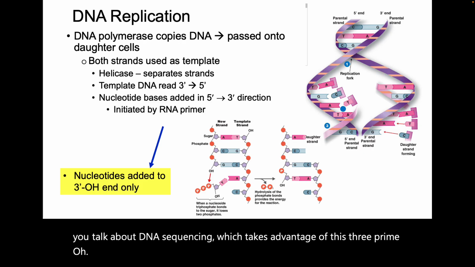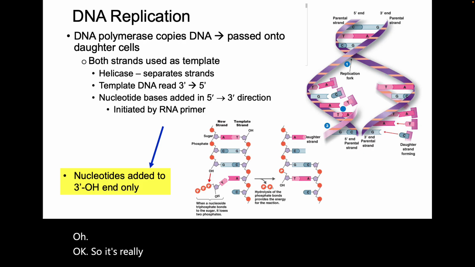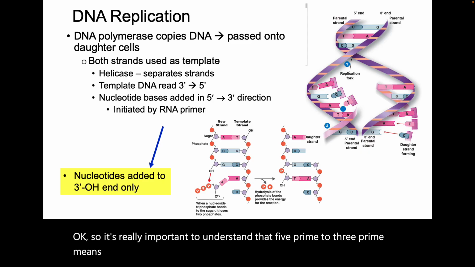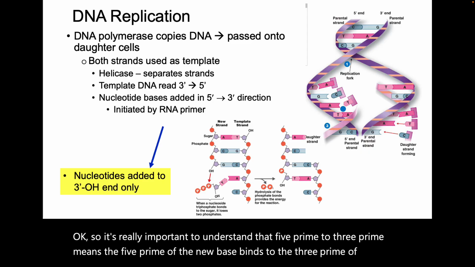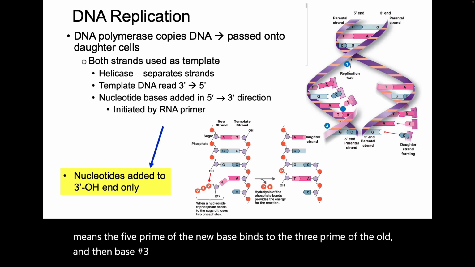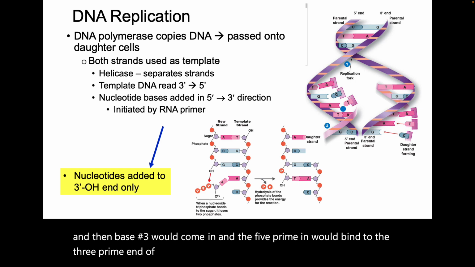Okay. So it's really important to understand that 5' to 3' means the 5' of the new base binds to the 3' of the old. And then base number 3 would come in, and the 5' end would bind to the 3' end of the old. 5' to 3', 5' to 3'.